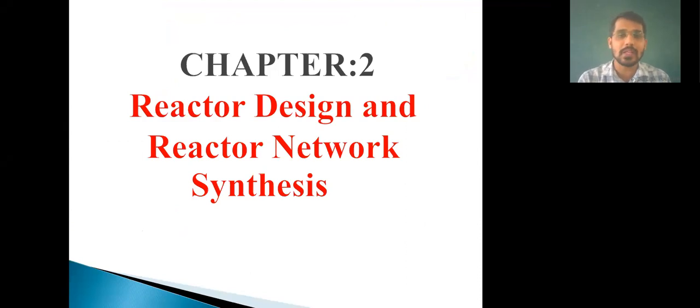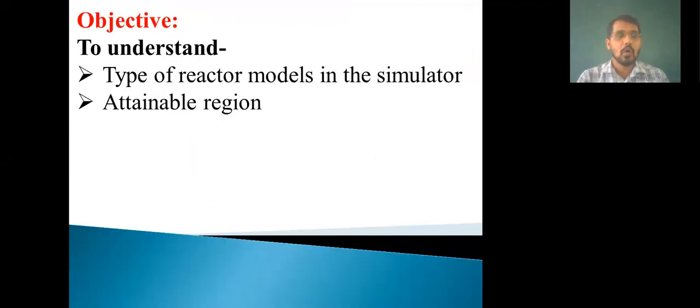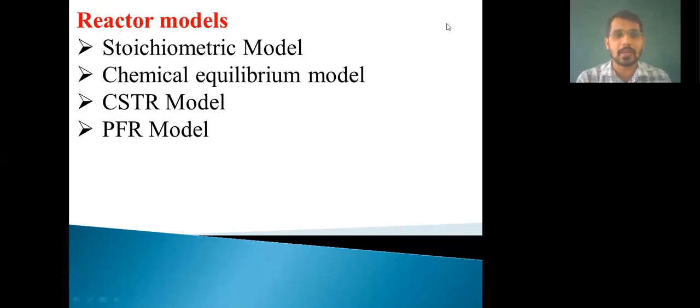What we are going to study in this chapter, the objective of this chapter, is to understand the types of reactor models in the simulator. So what are the types of reactor present in the simulator? Second, what is an attainable region? How to construct any attainable region? After that, how to design any reactor to sustain the specified temperature required for the reaction, and how to increase the quality of the products.